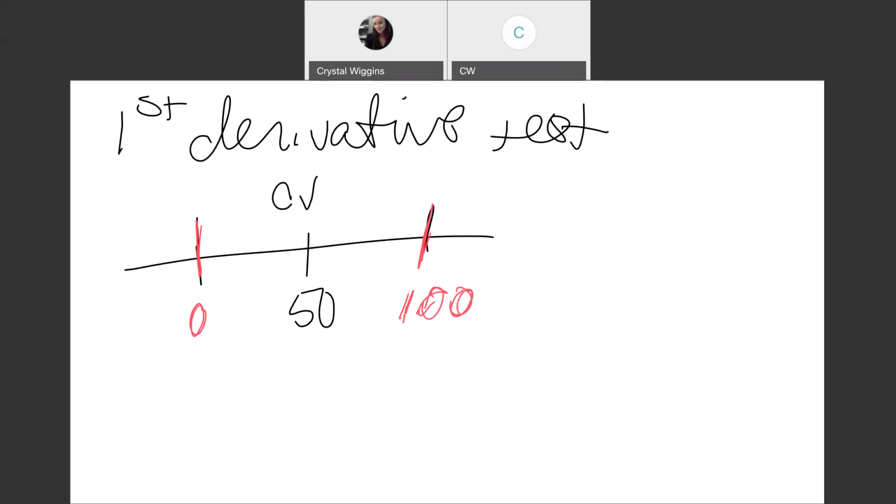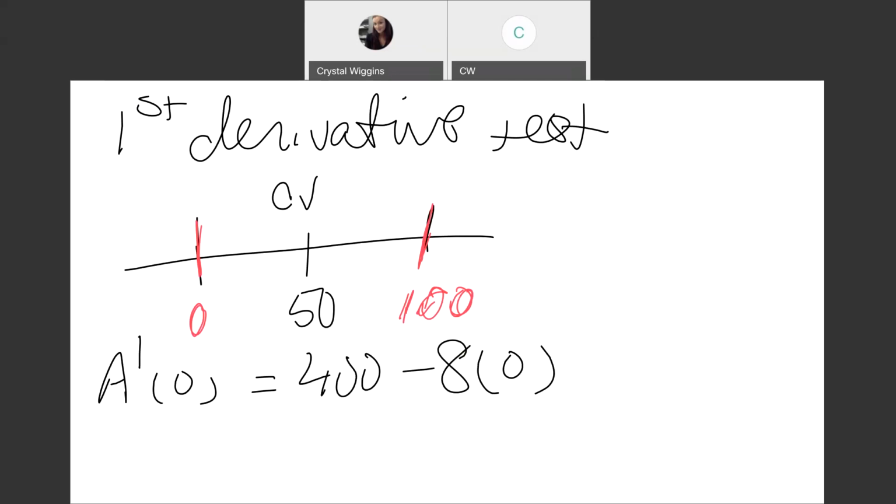And remember, we have to put these values back into the derivative, because if the derivative is positive, we know the original function is increasing. If the derivative is negative, we know that the original function was decreasing. And that's important for us to know what's happening before the 50 and after the 50 to determine whether it is a min or a max. So let's find the derivative at 0. Okay, so we have 400 minus 8 times 0, which comes out to be positive 400.